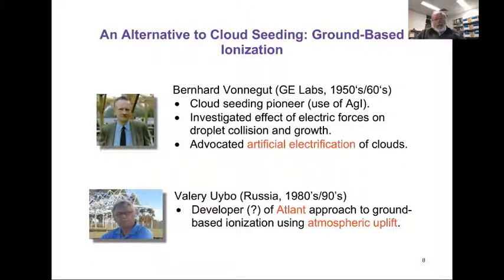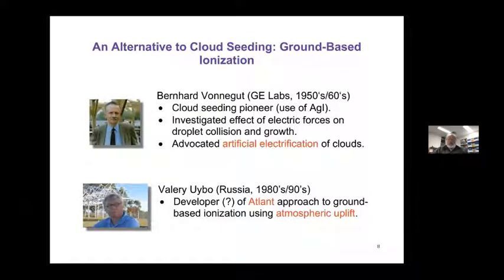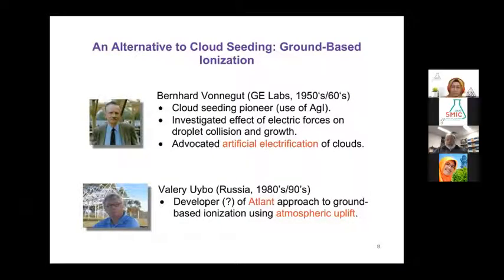These ideas were initially developed by Bernard Vonnegut at GE Labs in the United States in the 50s and 60s. He, in fact, was a cloud seeding pioneer in discussing the use of silver iodide in clouds. But he also investigated the effect of electrical forces on droplet collision and growth and advocated the artificial electrification of clouds. Now, he published his work and really that sunk into obscurity.